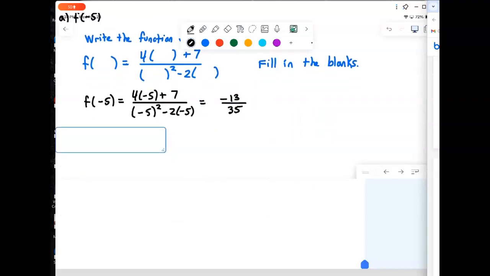Let's consider a second one here. Let's say we want to find f of 2.